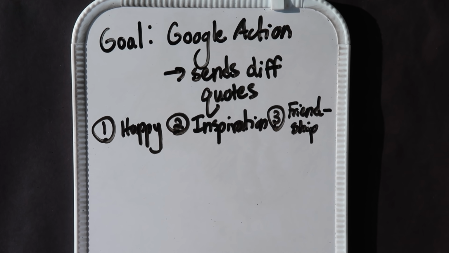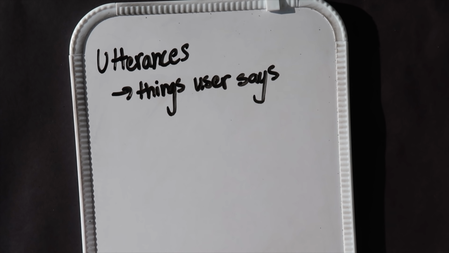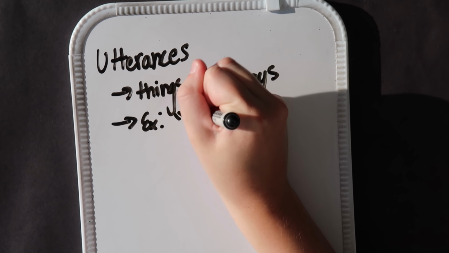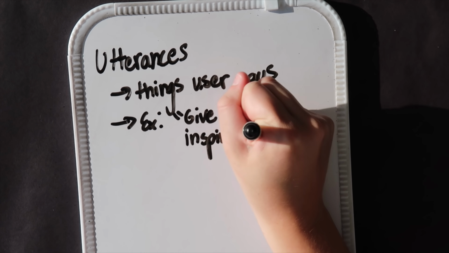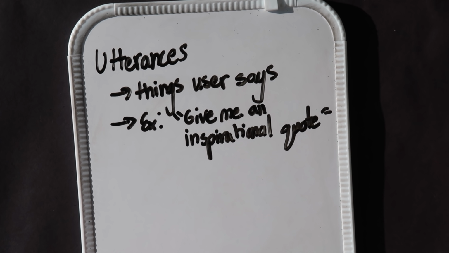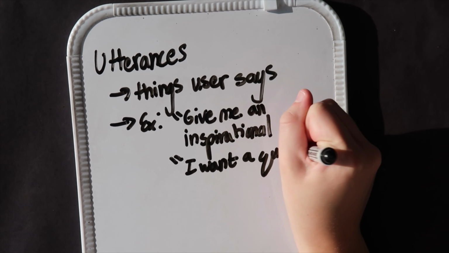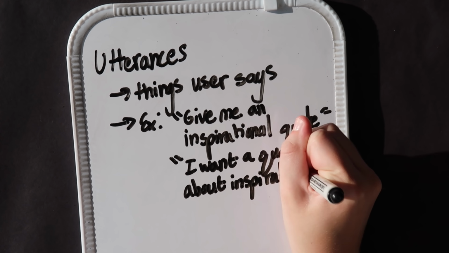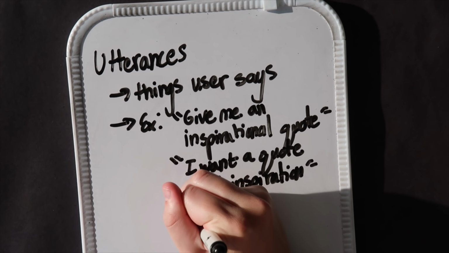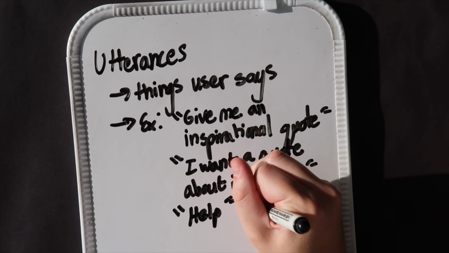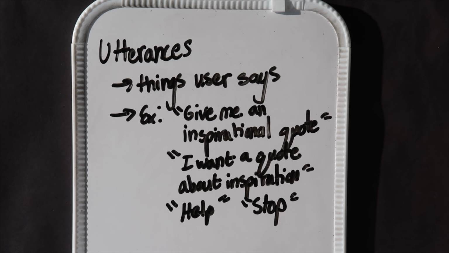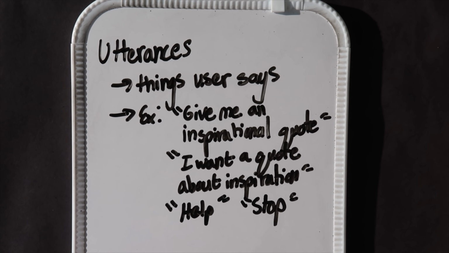Now, if you've never created a Google action before, it essentially has three main parts. First, we have our utterances. These are things we can say to the Google Assistant once we're in our app or action. In our inspirational quotes action, we might want to say something like, give me an inspirational quote, or I want a quote about inspiration. We might also want to say help if we want to hear how to use the action again, or stop if we want to exit out of the app. These are all utterances that we'll need to build into our action.